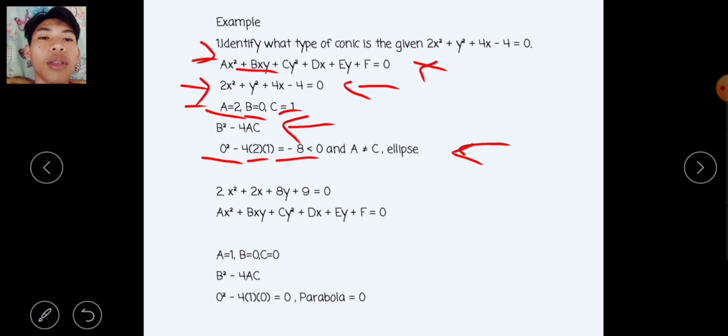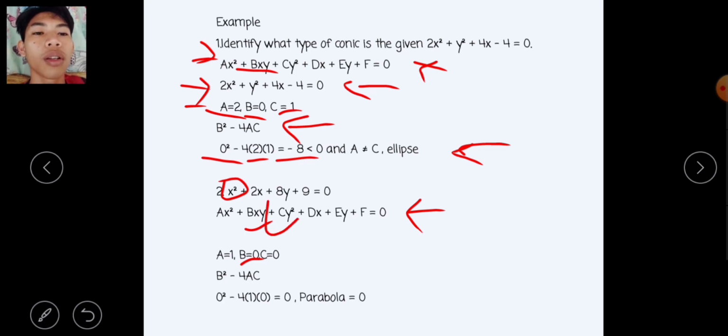Okay, for number 2: x squared plus 2x plus 8y plus 9 is equal to 0. So same process. So our a is 1, our b is 0, and for our c, we're going to look for the y squared. So there's no y squared, so we're going to put 0.